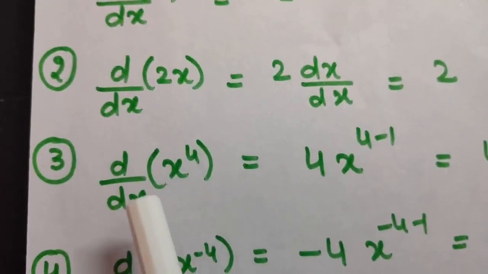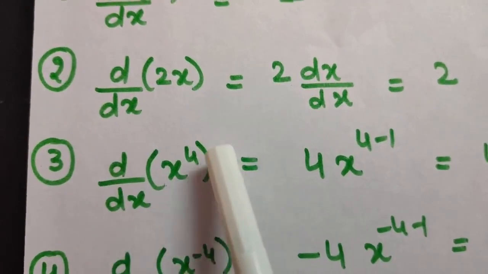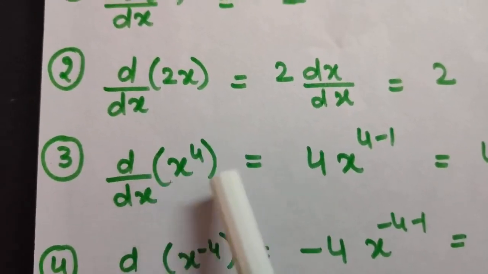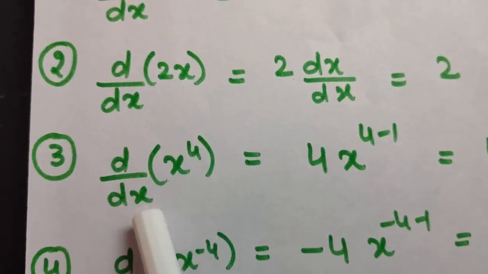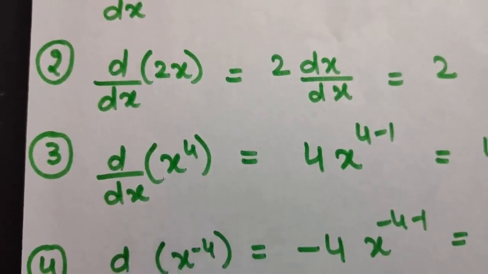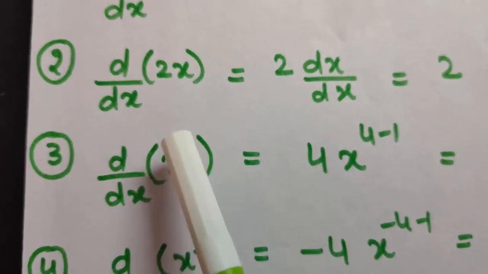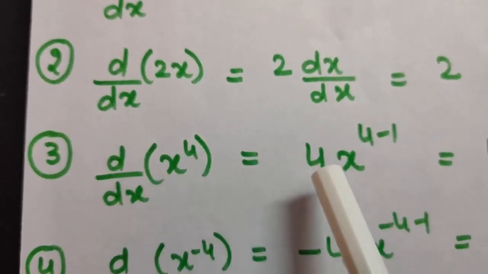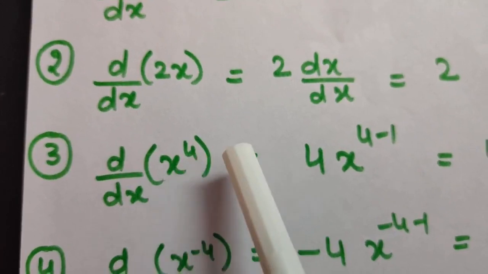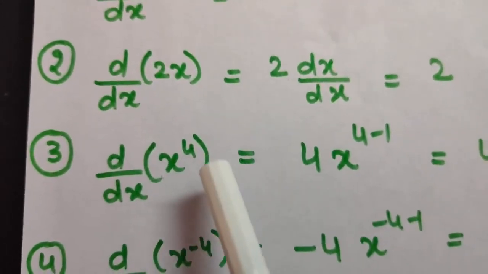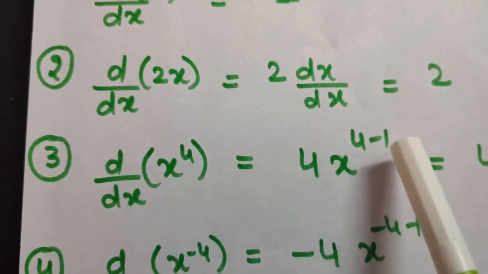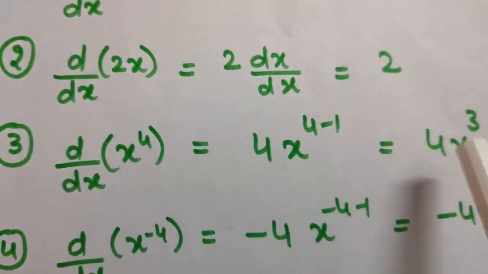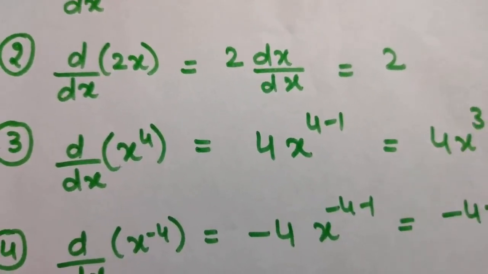The next is d by dx of x to the power 4. This is the formula for a power of x. Whenever you have to do differentiation for any power of x, the rule is put the power outside and subtract 1 from the power. So I am putting the power outside, that is 4, and I am subtracting 1 from the power, that is 4 minus 1. So the answer will be 4x cube.